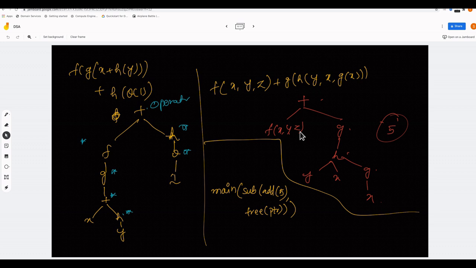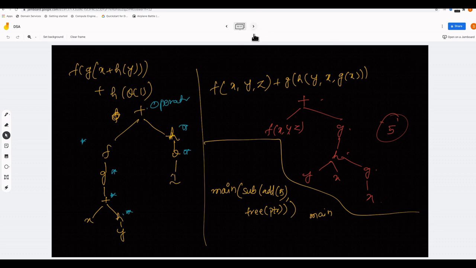This one is also simple. Let me just draw it. It's main, sub, add, phi, right? And then free of pointer. My main is a binary function, in fact it takes 2 operands. So sub takes 1, add also takes 1, and then phi and free of pointer.